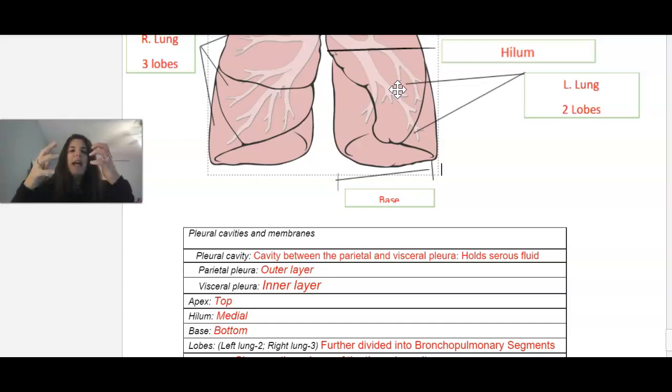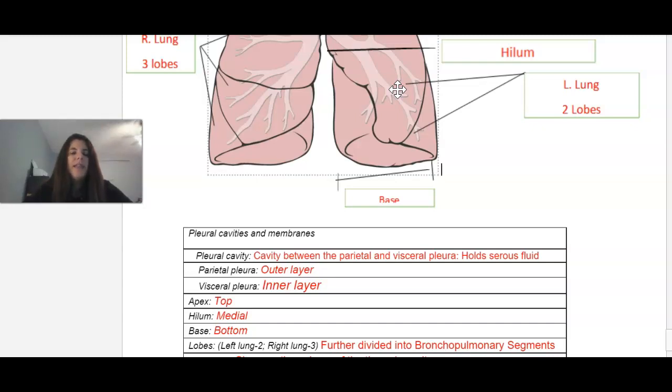There's the outside layer, which is the parietal pleura. This is a pleural cavity in between that and then the visceral layer, which is the inside layer, the visceral pleura. And in that pleural cavity, it's going to be the serous fluid, which functions to help reduce friction. Again, apex is the top, hilum is the medial indentation, and the base is the bottom.